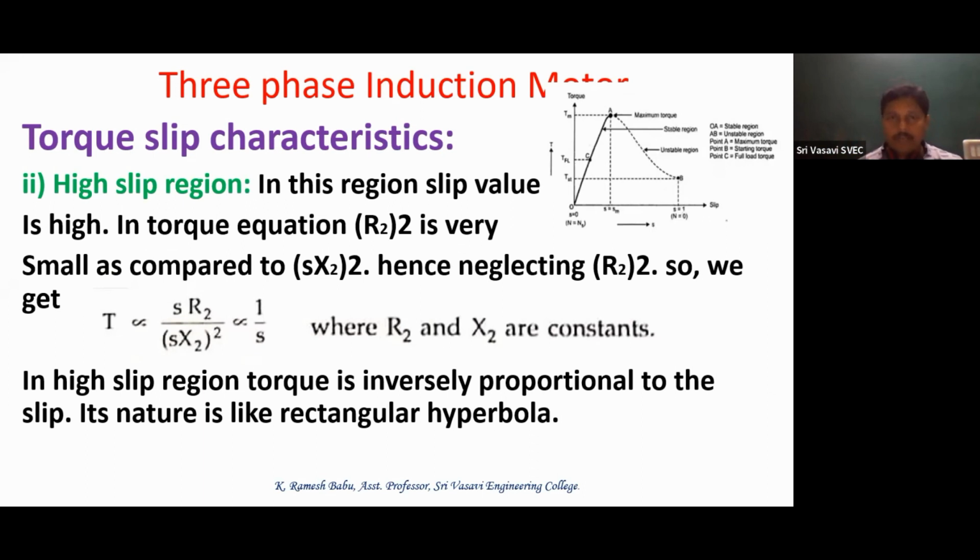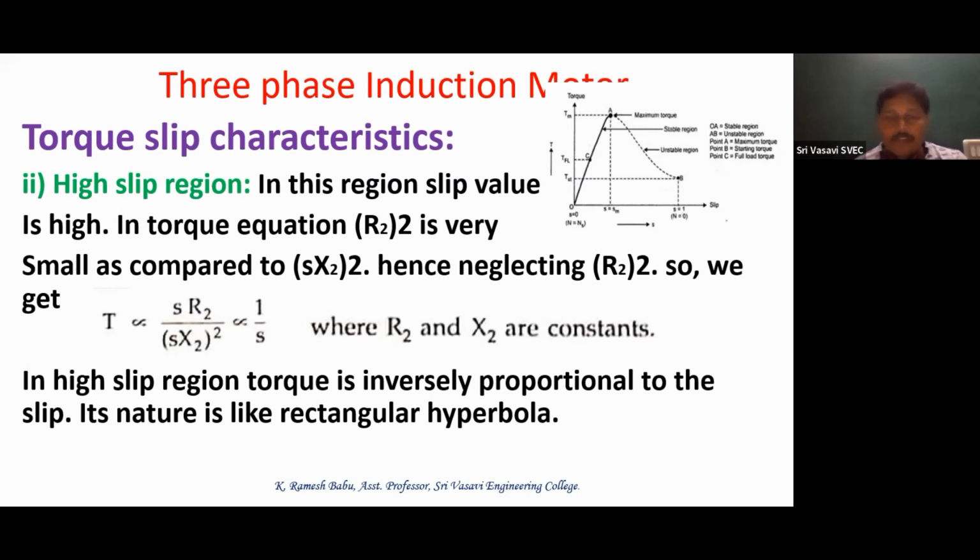Okay, you understand? First, when the load demand increases, speed will decrease, and when speed decreases, slip increases. According to this formula, T is directly proportional to 1 by S, so when slip increases, torque will decrease, but torque must increase to satisfy the load demand.